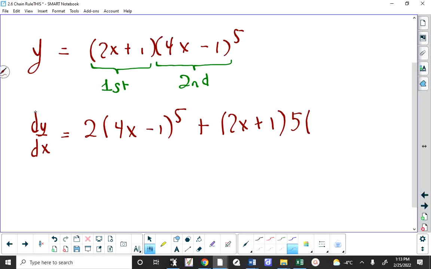The derivative of the second is found by applying the power rule to (4x minus 1) to the 5, getting 5 times (4x minus 1) to the 4 and multiplying by the derivative of the base of the power, the derivative of the argument of the function. And I'm on autopilot like I am most days with this, so I'll just double check. 2 is the derivative of the first, and the second is (4x minus 1) to the 5, plus the first, which is 2x plus 1, times the derivative of the second, and it all looks good.